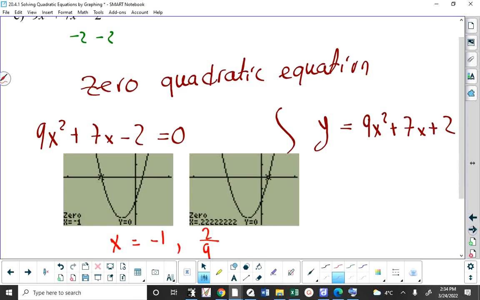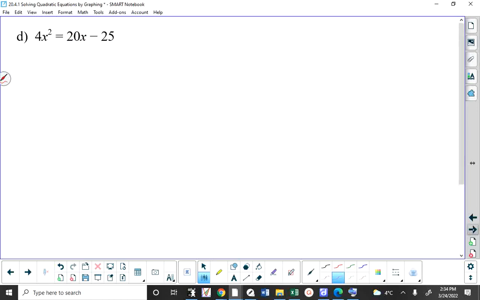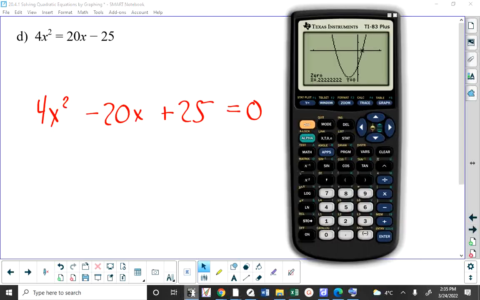All right. So we will zero this equation, which will give us 4x squared minus 20x plus 25 equals 0. My mistake. This one has a little wrinkle in it, tiny wrinkle. I'm not going to bother writing y equals this time.